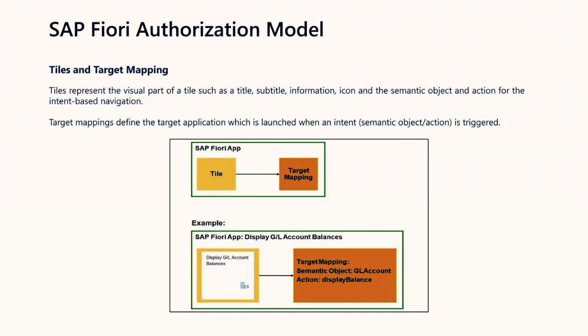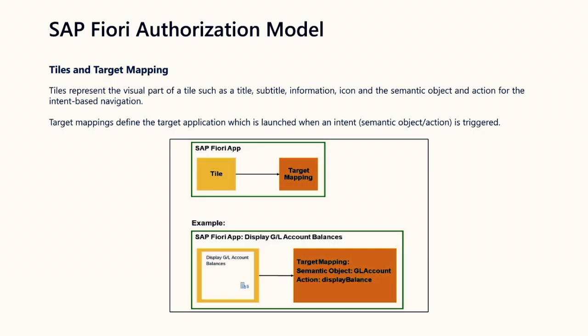Let's start with what the users interact with: tiles and target mappings. Tiles are the visual part of the Launchpad. They show the title, subtitle, info, and icons. But more importantly, they contain the semantic object and action used for intent-based navigation.